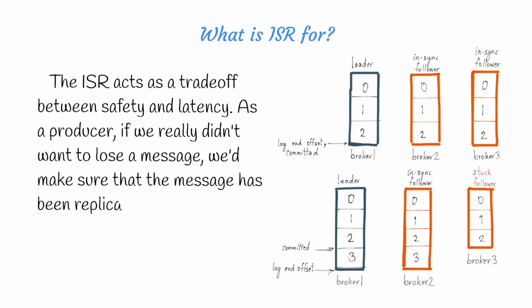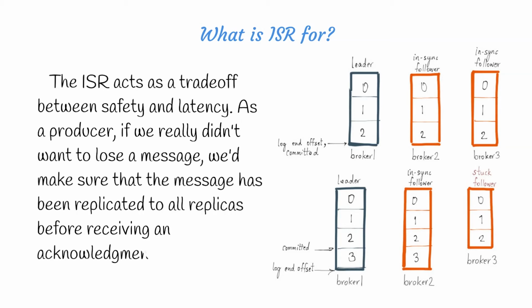As a producer, if we really didn't want to lose a message, we'd make sure that the message has been replicated to all replicas before receiving an acknowledgement. But this is problematic, as the loss or slowdown of a single replica could cause a partition to become unavailable or have extremely high latency. So the goal is to be able to tolerate one or more replicas being lost or being very slow. The video about acknowledgement you can find in the linked video.